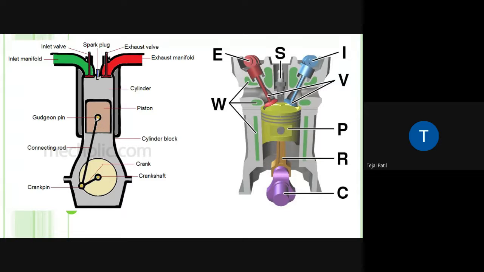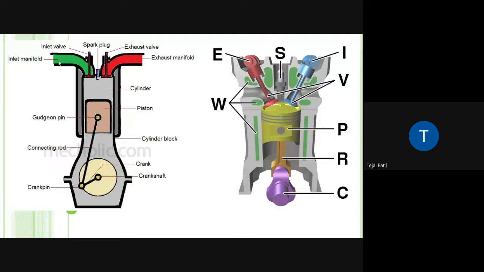In it there is a piston, which is going to reciprocate up and down. The piston is connected to this connecting rod, which is connected to this crankshaft. So the crankshaft is going to rotate. This piston is going to reciprocate. The connecting rod is going to oscillate, and as it is connected to this crank, you will get the rotational motion on this crank.